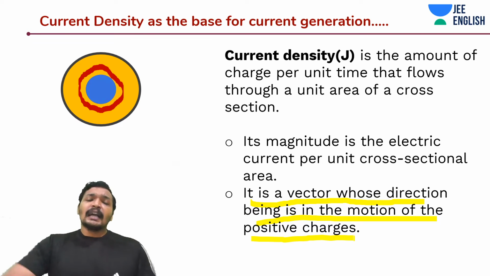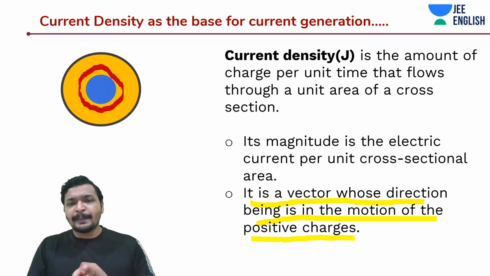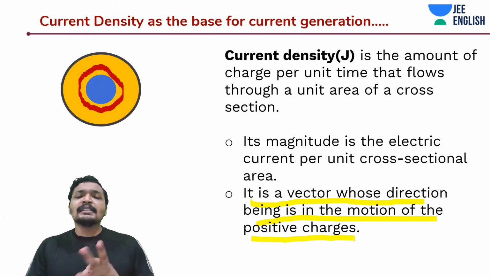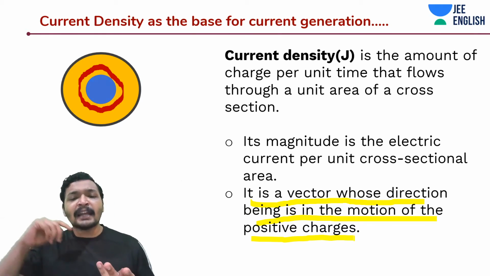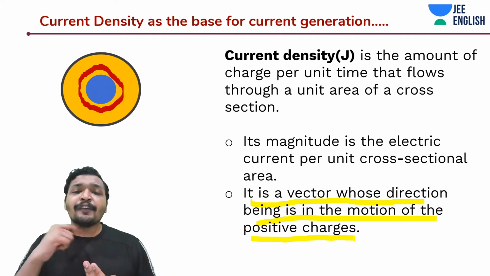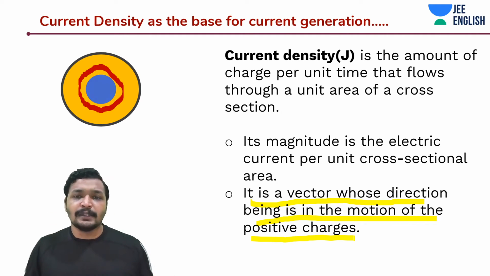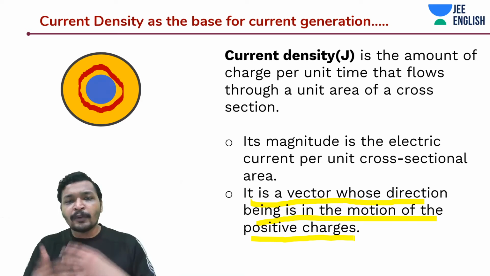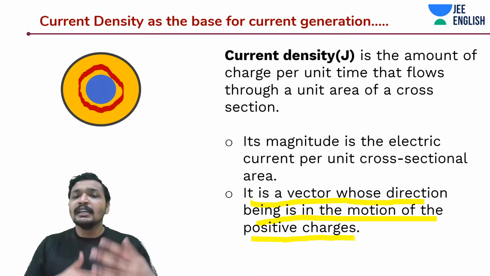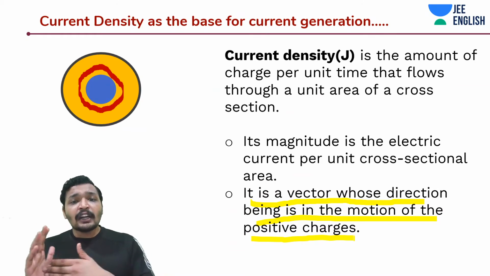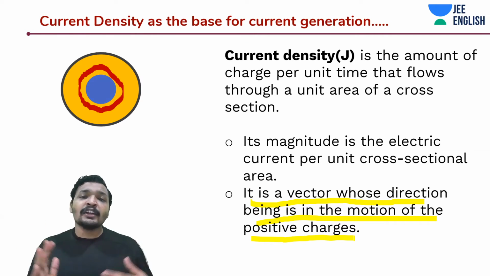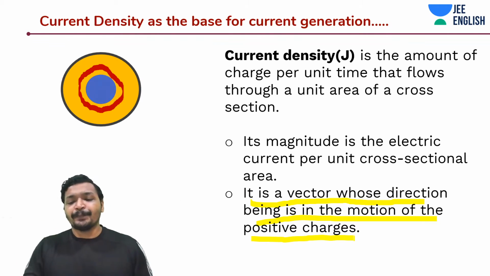Okay, guys. Current density is a vector. Current density is the basis for current generation. It is a vector quantity which has both direction and magnitude. Its direction is defined by the motion of charges. We have started talking about moving charges in this case. So that's why we call it electricity, current and electricity. So we are talking about current density now, which is a vector quantity defining current.